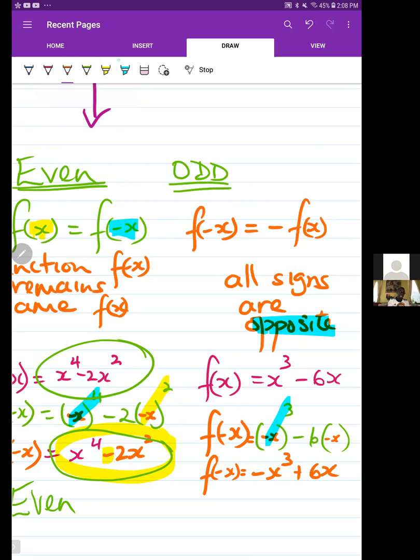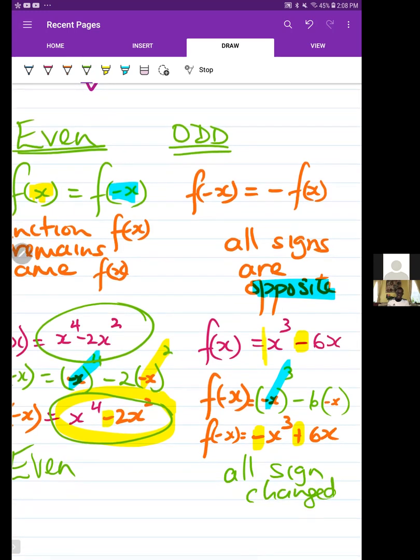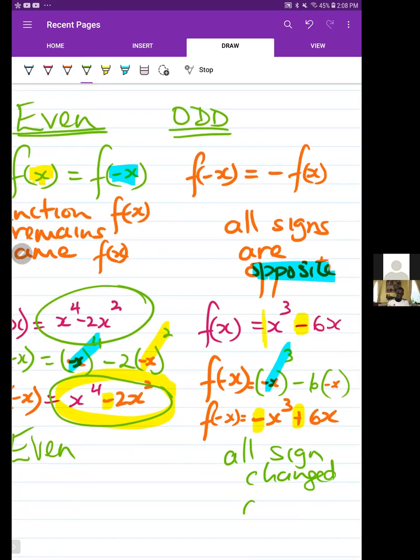What about the sign changes? What happened? It was positive x cubed up there. Now we have negative x cubed. It was negative 6x. Now we have positive 6x. So all of the signs changed. All of the signs change when I found f of negative x. And if all the signs change, then this confirms that it is an odd function.